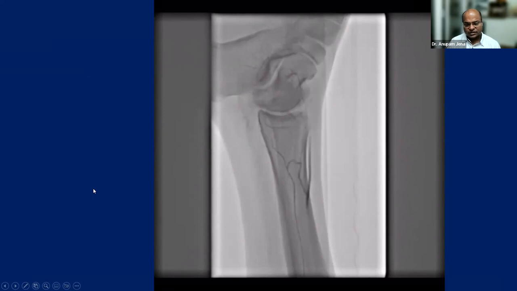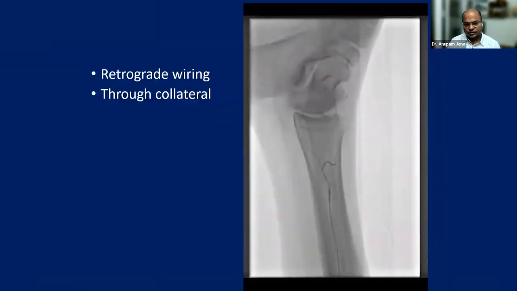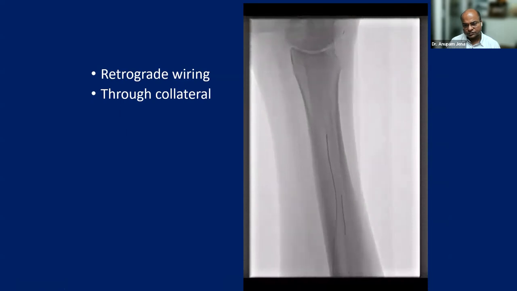In this case, because the anterior tibial was a flush cutoff, my approach was to go for a retrograde wiring through the collateral. So this is the peroneal artery, and from the peroneal artery, using a floppy wire, we are going through the collateral and then going back into the anterior tibial artery like this. So this is a transcollateral approach.